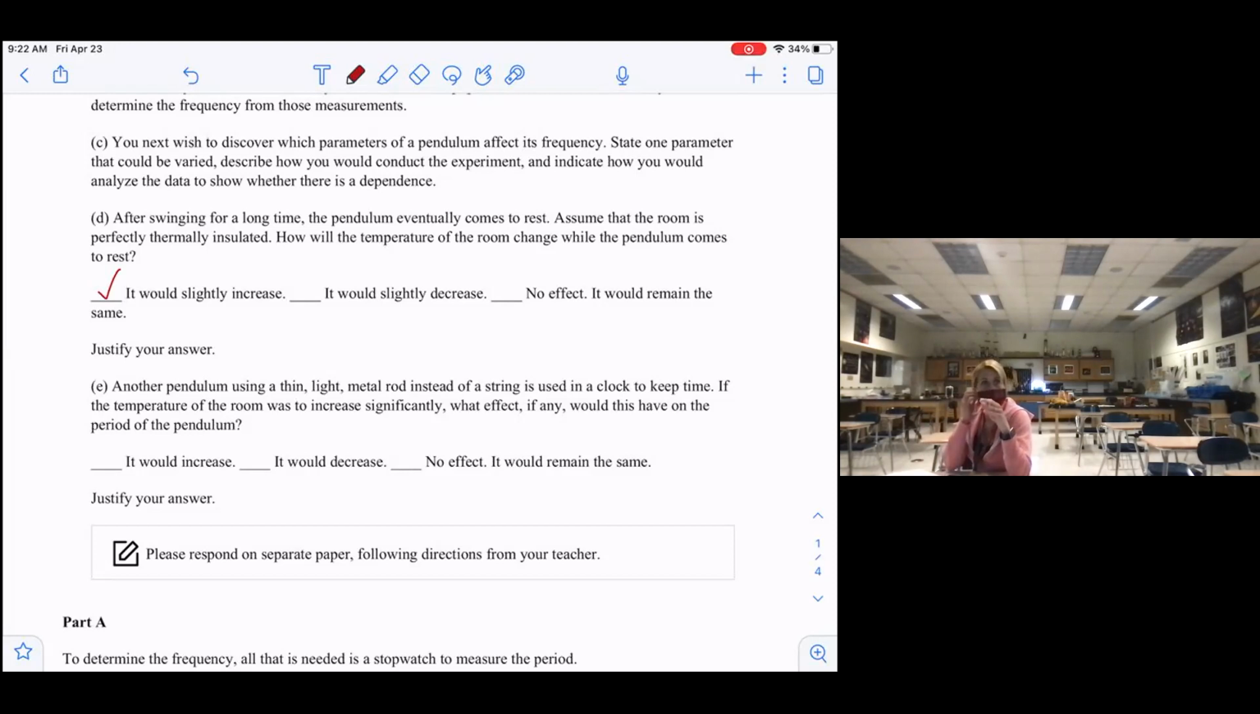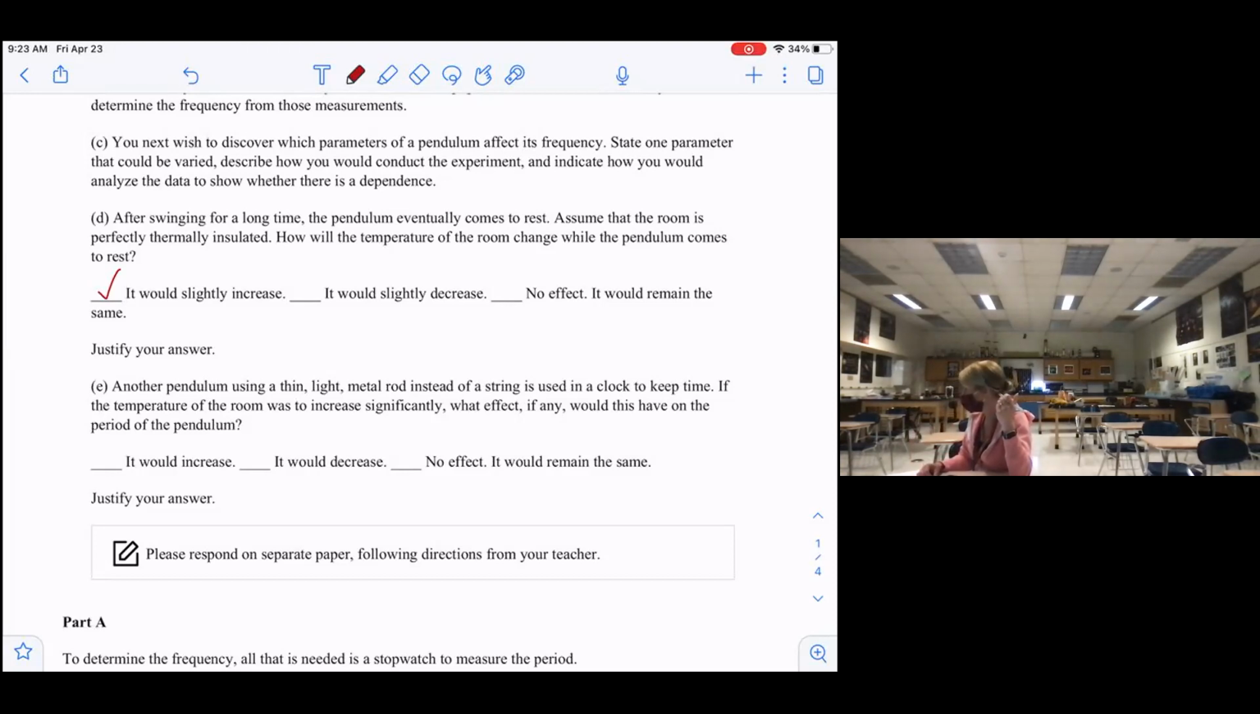But as it slows down, you are losing some mechanical energy. Mechanical energy again is potential energy and kinetic energy, all your different types of potential and kinetic. You would be losing that to thermal energy into the room, and it would slightly increase. Where is the friction for our pendulum?